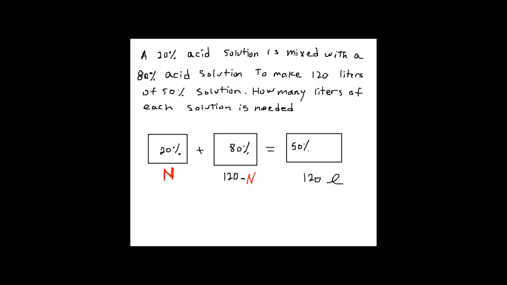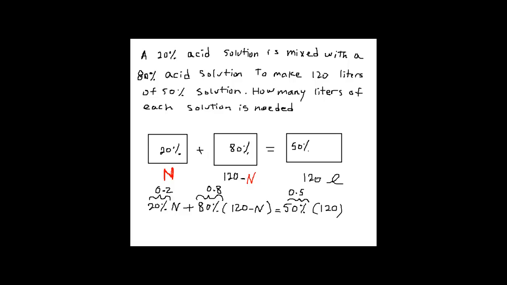So this is how you set up the equation. You would say 20% times n plus 80% times 120 minus n is equal to 50% times 120. That's how you set up the equation, and you solve for n. So 20% would be 20 divided by 100, which is 0.2. 80% would be 80 divided by 100, which is 0.8. 50% would be 50 divided by 100, which is 0.5.